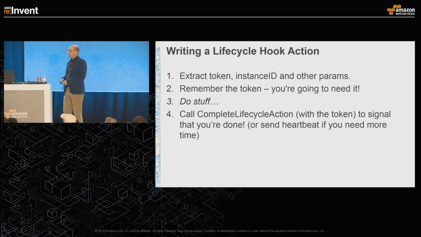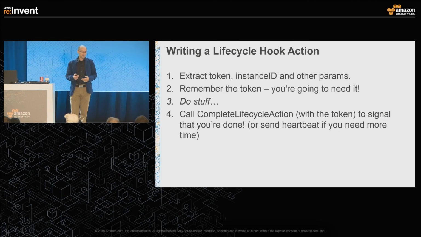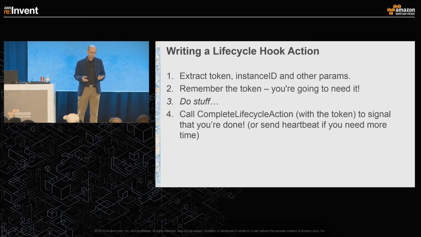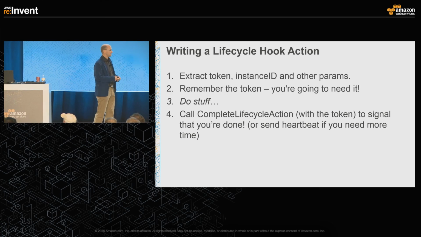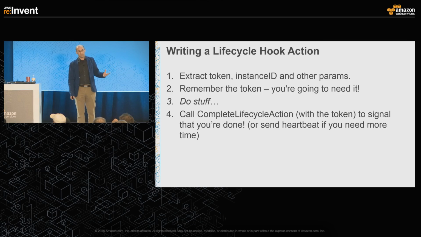Okay, and what does writing a lifecycle hook look like? You can pick any programming language you like, it doesn't matter. You just need to extract the information you need. You need at least the token, so you can talk back to autoscaling. You probably need the instance ID so that you know which instance you're working with, and some other parameters. Remember the token, yes, it's useful. Then do whatever you need to do, like move away log files. And then once you're done, call complete lifecycle action, passing in the token to tell autoscaling you're done. And then it will move the instance into in-service state.